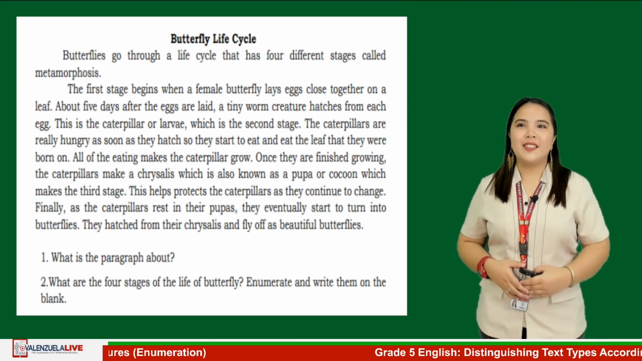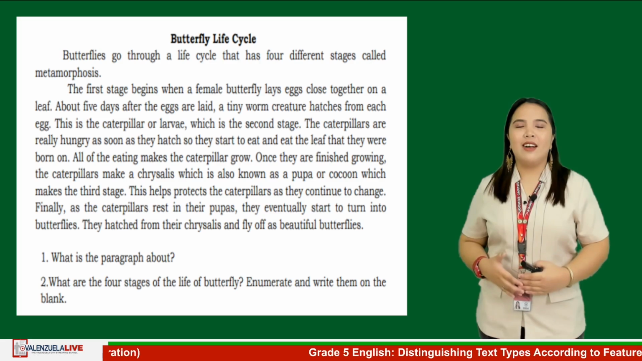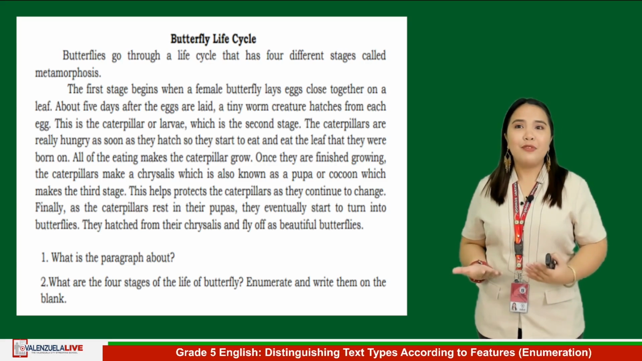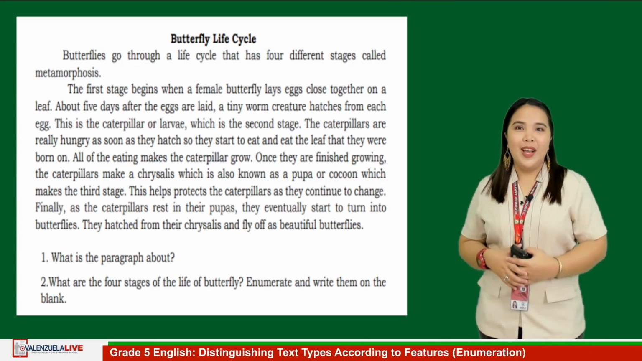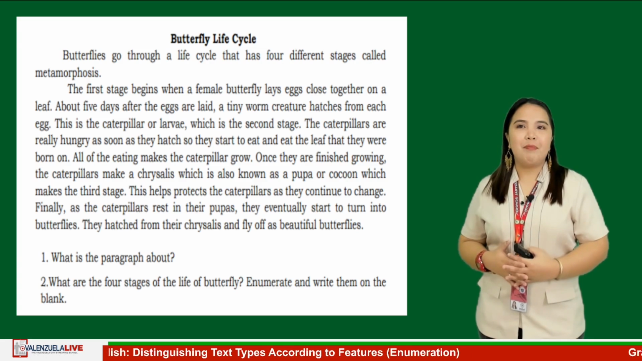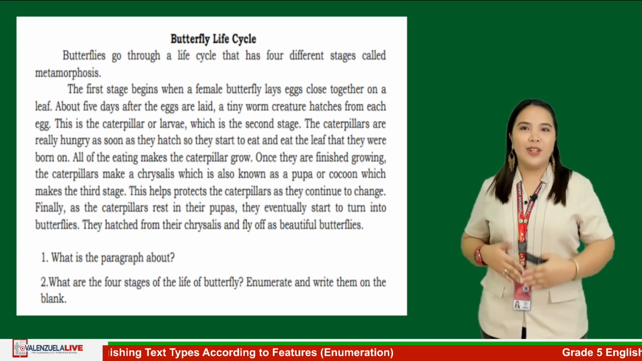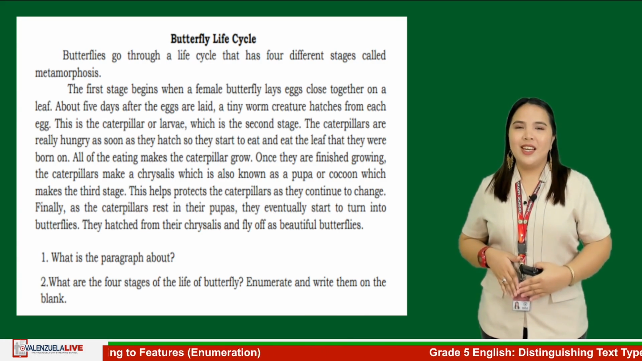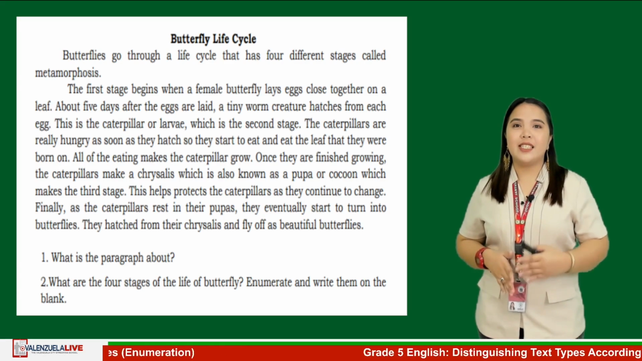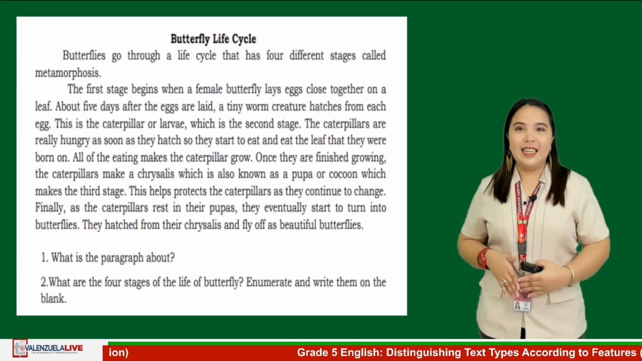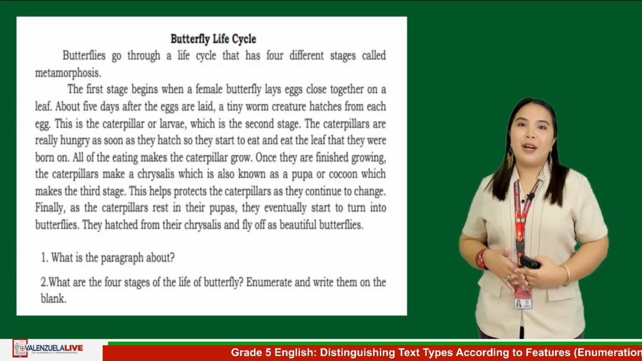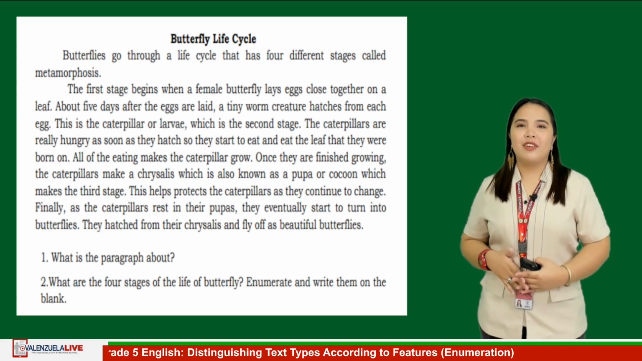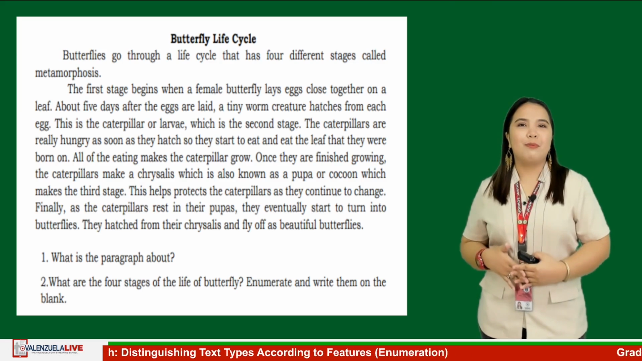The caterpillars are really hungry as soon as they hatch, so they start to eat and eat the leaf that they were born on. All of the eating makes the caterpillar grow. Once they are finished growing, the caterpillars make a chrysalis, which is also known as pupa or cocoon, which makes the third stage. This helps protect the caterpillars as they continue to change. Finally, as the caterpillar rests in their pupas, they eventually start to turn into butterflies. They hatch from their chrysalis and fly off as beautiful butterflies.